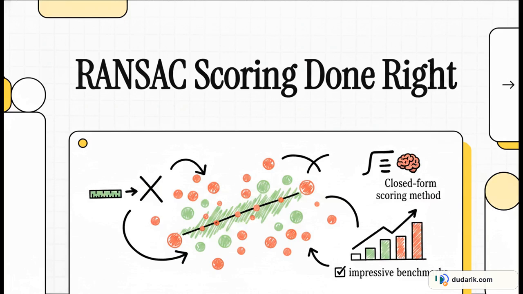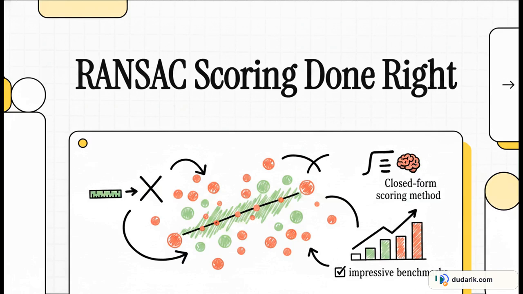It's the absolute workhorse running behind the scenes. But man, if you've worked with it directly, you know the misery of endless hyperparameter tuning. It's like chasing a constantly moving target. But what if you could just entirely eliminate that dependency? Well, today we're unpacking a newly proposed closed-form scoring method that completely removes the need for user-supplied inlier scale thresholds.